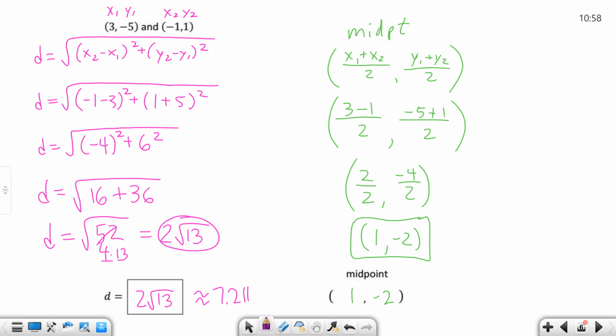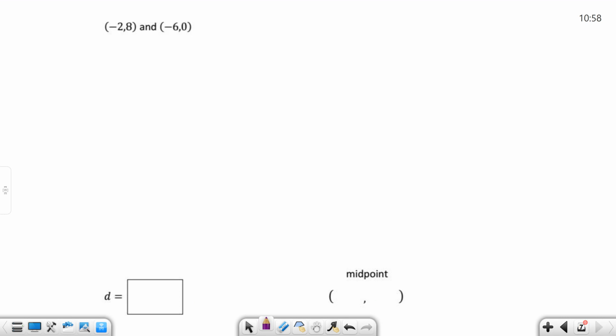1, -2 is your midpoint. 2 square roots of 13 is the exact simplified answer for the distance, but it's about 7.211. Application-wise in the real world, if you get the square root of 52, you probably need to know it's 7.211, okay? For my little math class, I say, give me the exact answer. But you need to know what it is. You need to be able to reason it out, and don't tell me it's 1.6 something. That's not right. 7.211, right?